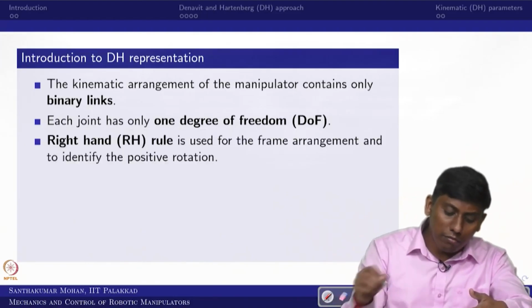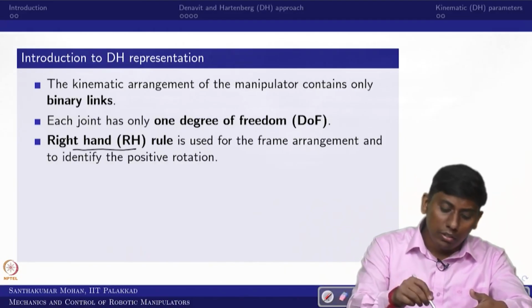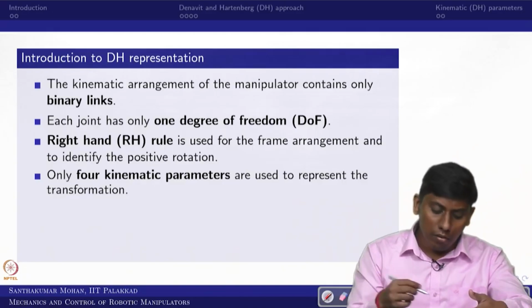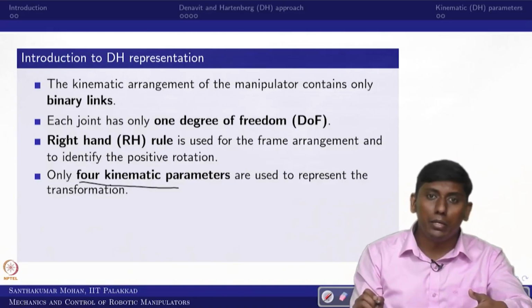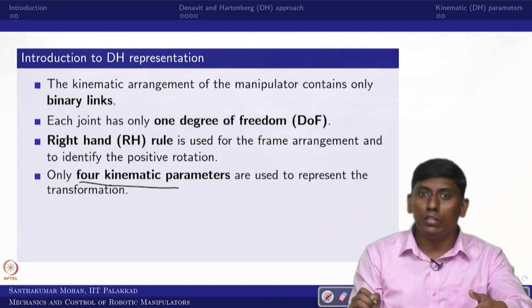So further what they have done, as I already mentioned, they have used the right hand rule. So in that sense, if you have 2 axes, you can always take the third axis. Further they said 4 kinematic parameters. So they said 2 associated with link, 2 associated with joints.